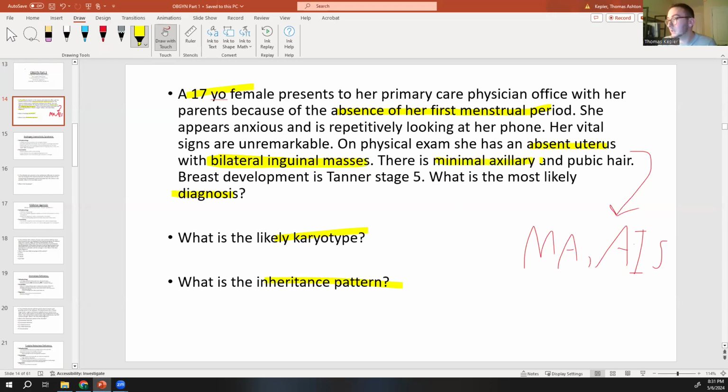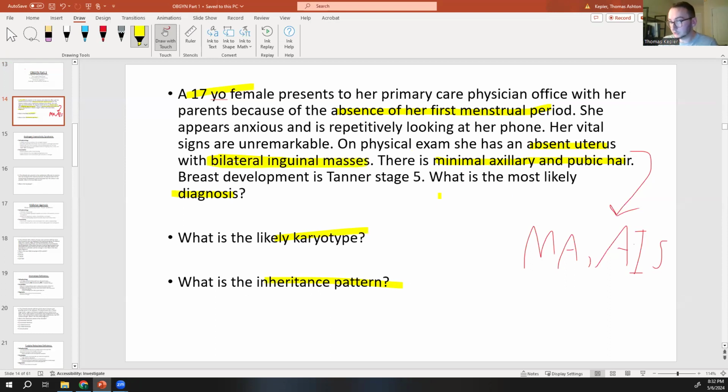But minimal axillary and pubic hair, right? So if there is minimal axillary and pubic hair, I want you to think about androgen insensitivity syndrome. And you can use the name to try and figure this out. Androgen insensitivity syndrome. We're going to produce androgens, but we're just not going to respond to those androgens. For that reason, if we don't respond to androgens, we can't produce our axillary and pubic hair. Makes sense. Now, what is the most likely karyotype here?